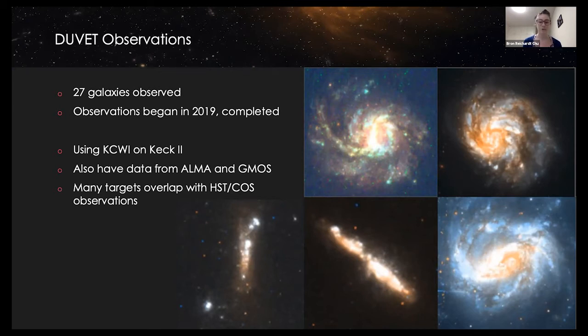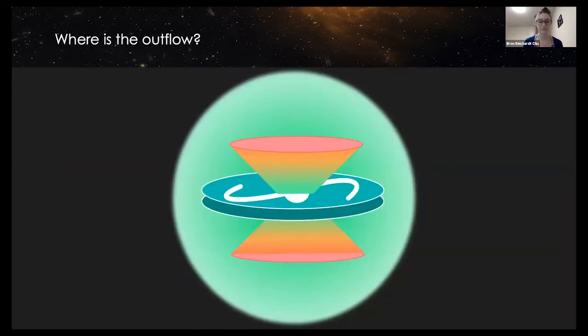We also have data from ALMA and GMOS, and some of our targets overlap with HST-COS observations, so it will be possible to compare outflow measurements in different phases of gas. We have a range of both edge-on and face-on galaxies in the sample, as shown in these pictures. And this enables us to study outflows from both the side and also looking down the barrel. So we can start to map out a large range of outflow properties. So I'm going to be giving you all a very quick tour through some of the things we've been working on within the Duvet team. And I'll keep on coming back to this little cartoon galaxy, just so you know which way the disk is and which way the outflow is.